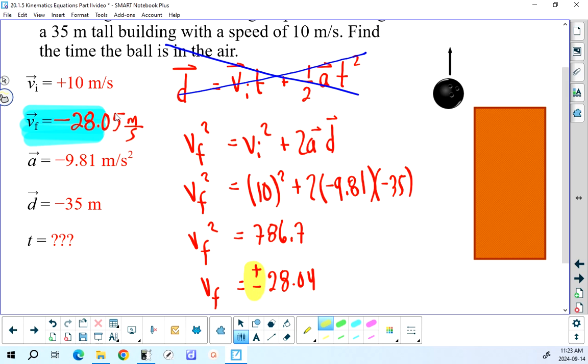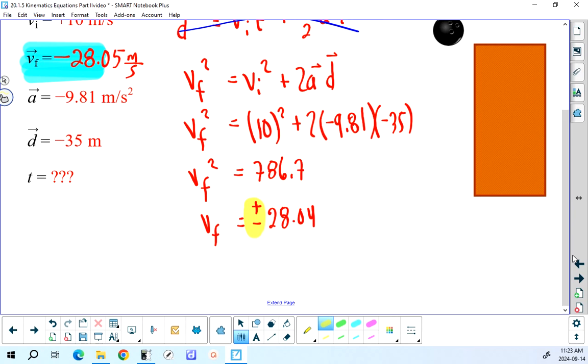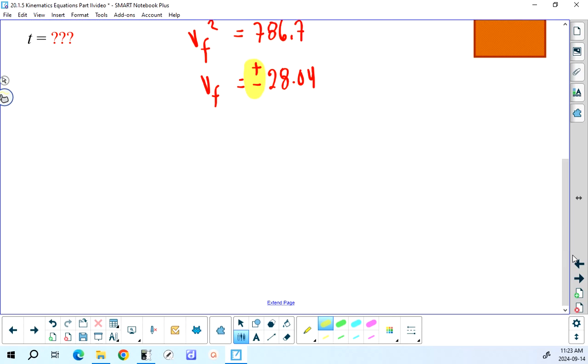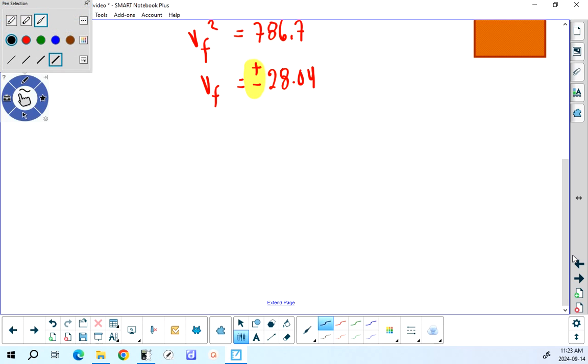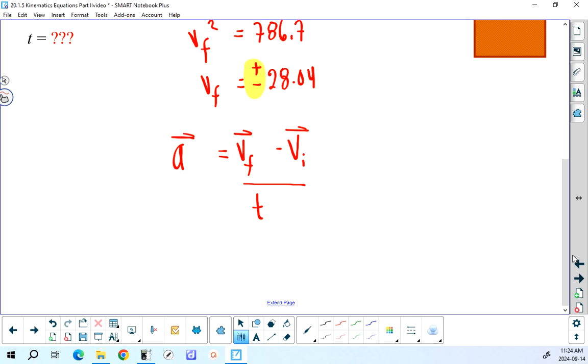Anyway, at this point in time, you now have VF, VI, A, and D. So to find the time, I would recommend using the acceleration formula. Acceleration equals VF minus VI over T. And that's what you would do to find the time for example 3.